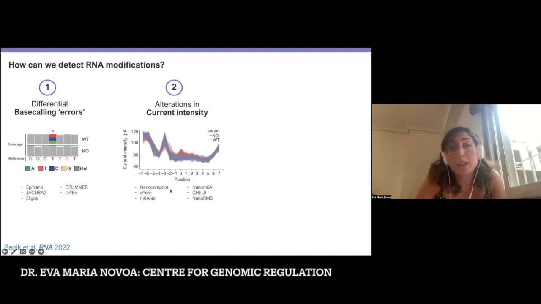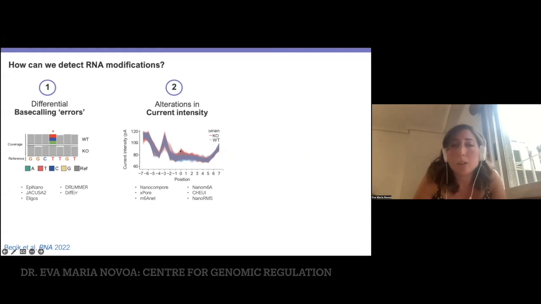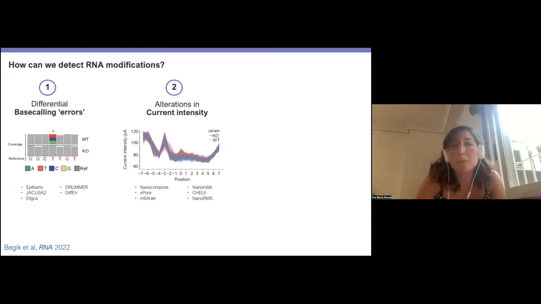Another way to approach the detection of modification that has also been exploited by many different software is the use of alterations in current intensity. So basically, wherever you have here the position of the modified site, sometimes it can be a bit more upstream or downstream, and it can also affect several positions. You will have a shift in the current intensity. Also, it can be associated with a shift in the dwell time or other features, but basically the shift in this current intensity can be used to identify whether a position is modified or unmodified.